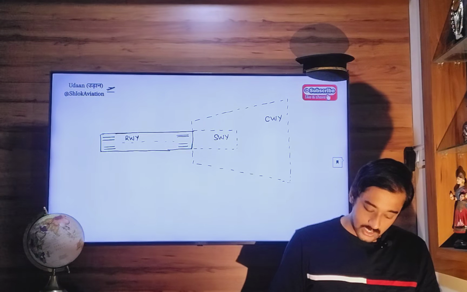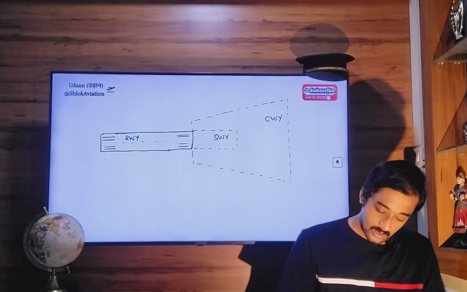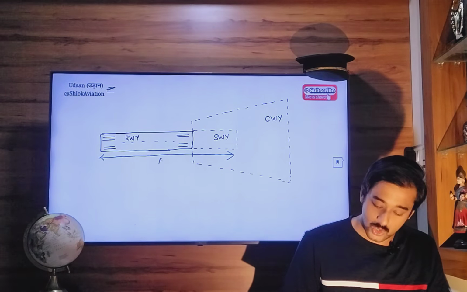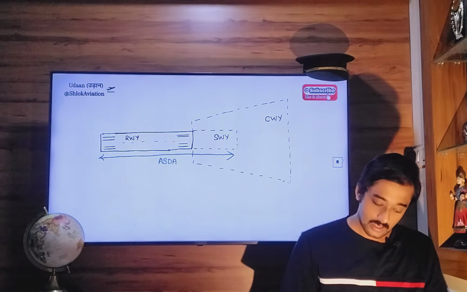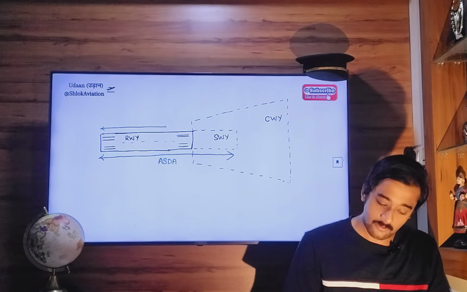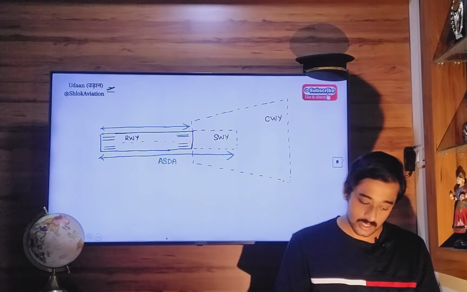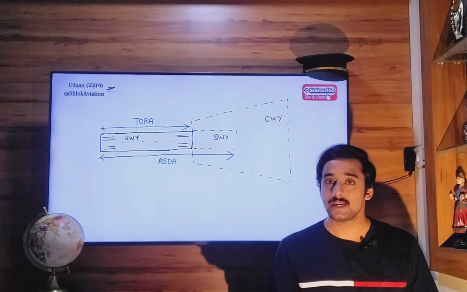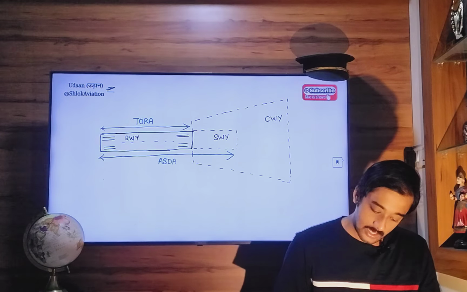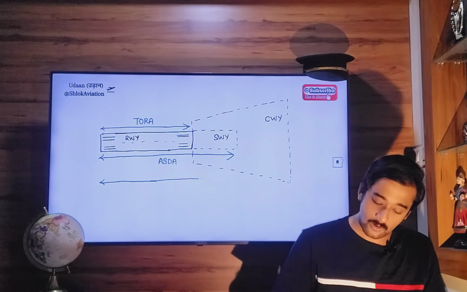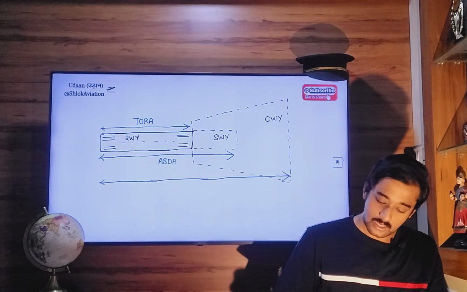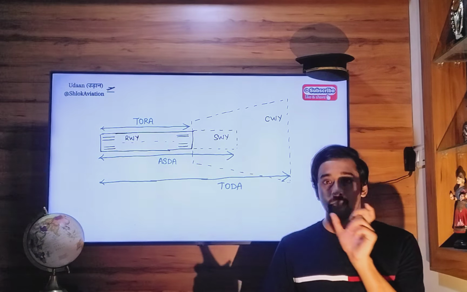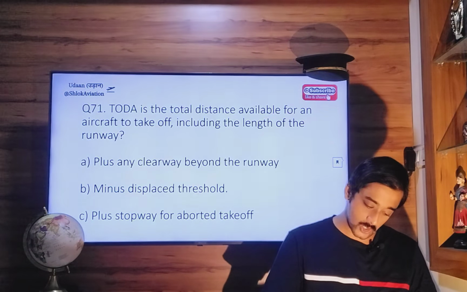Now, the distance between the start of your runway to the end of your stopway is called accelerate stop distance available. The length of runway available for your takeoff run is called takeoff run available. For landing, there will be landing distance available. Now, the length of your runway plus the length of clearway is called takeoff distance available. So runway plus clearway is takeoff distance available. So option A.